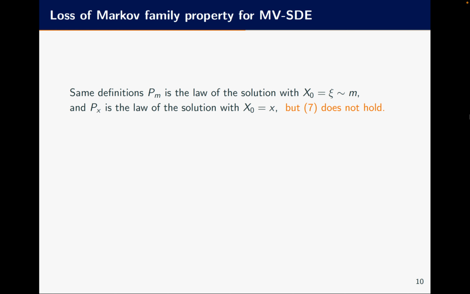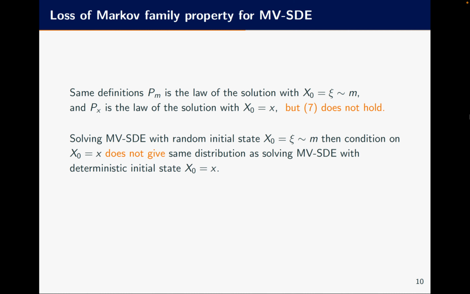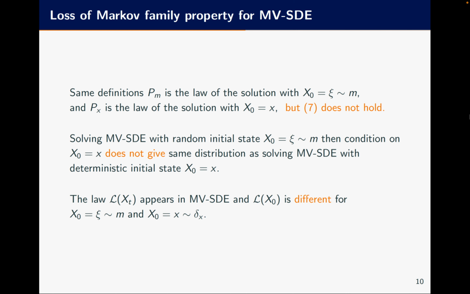However, this property does not hold for McKean-Vlasov SDE. Solving the McKean-Vlasov SDE with a random initial state, then conditioning on a particular initial point x, does not give the same distribution as solving the McKean-Vlasov SDE with a deterministic initial state. The law of x appears in the coefficients of the McKean-Vlasov SDE, and the law of a random variable is very different from a non-random variable.